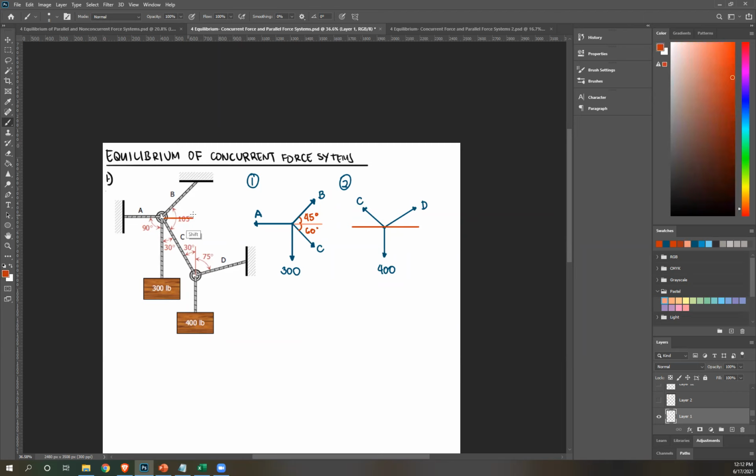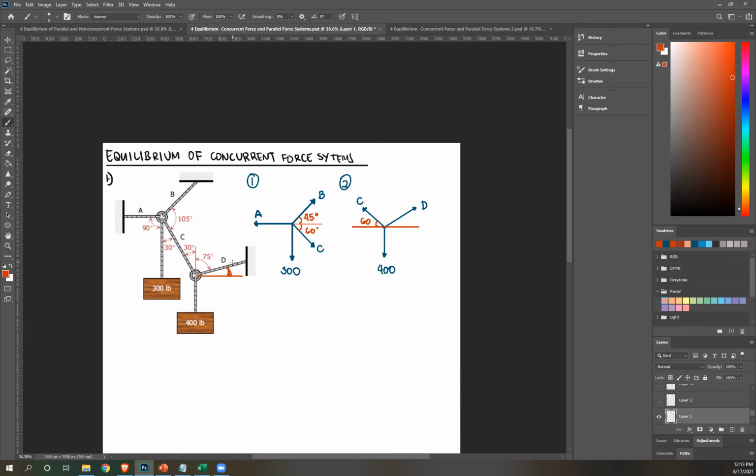So as you can see, these two are alternating interior angles. We already know that this is 60. Therefore, this is 60 as well. Again, alternating interior angles. So this is also 60. Now, what about this? This is what we need.